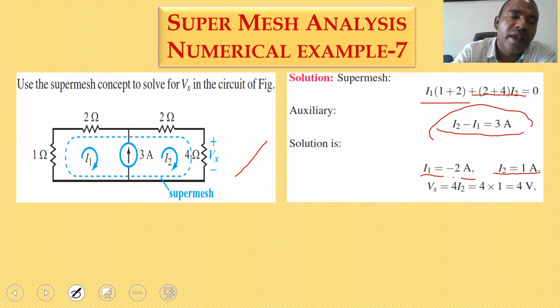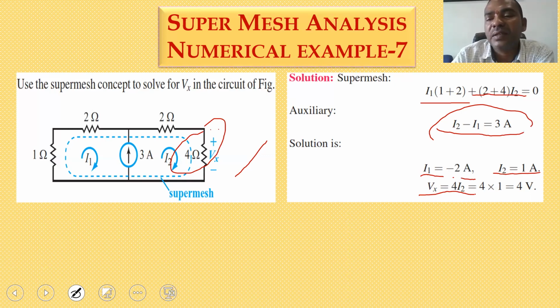Then what is Vx? Vx is the voltage drop across the 4 ohm resistor. What is your 4 ohm resistor current? I2. So Vx is equal to 4 I2, which is equal to 4 volts. So like this, you have to go for the calculation of mesh analysis problems.